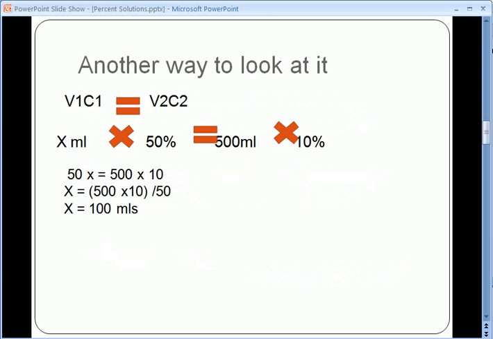We can look at this another way. This equation is volume 1 times concentration 1 equals volume 2 times concentration 2. So my volume 1, we don't know how much I'm going to use of that, so it's X. My concentration 1 is 50%. What I want to end up with is a volume of 500 milliliters of 10%. So 50X equals 500 times 10. Divide both sides by 50, and X is 100 milliliters.